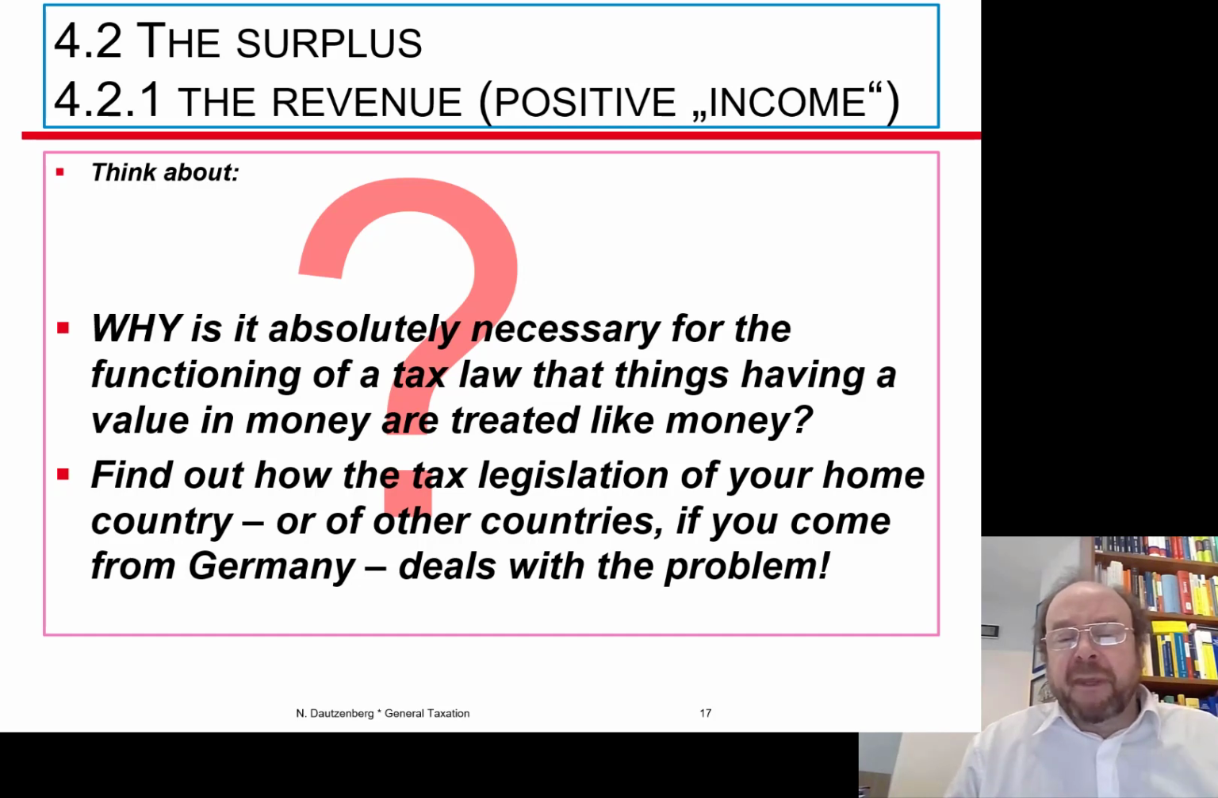monetary value. And it might be a nice task to look through your home state law or any other law which you come across and check if it's really done there in the same way, that things which have value in money naturally are counted as monetary revenue under tax law. And naturally, it would also be interesting if you find some cases where that is not the case, why this is done and where it is done.